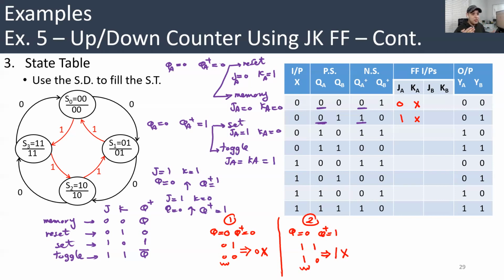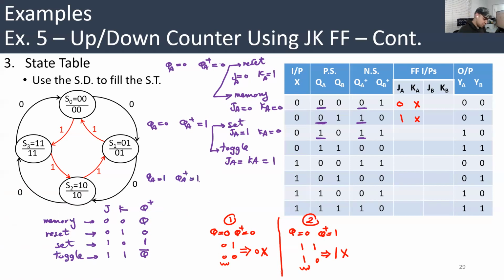What I mean by rule 1 and rule 2? Rule 1 says, whenever you see Q and Q plus equal to 0, put 0x. Rule 2 says, whenever you see Q 0 and Q plus 1, put 1x. The third row, 1, 1. QA 1, QA plus 1.